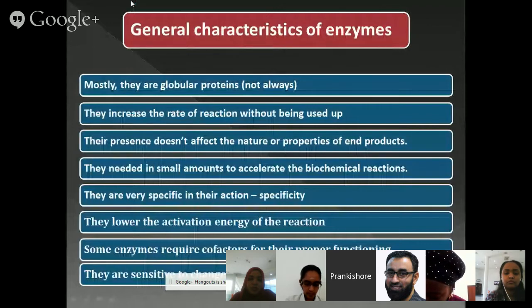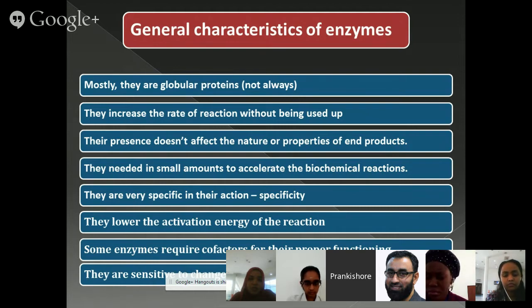And these enzymes have certain general characteristics. Mostly they are globular proteins. As you all know, the proteins can be divided into fibrous proteins, globular proteins, and structural proteins, functional proteins. The enzymes are globular proteins, but not always.